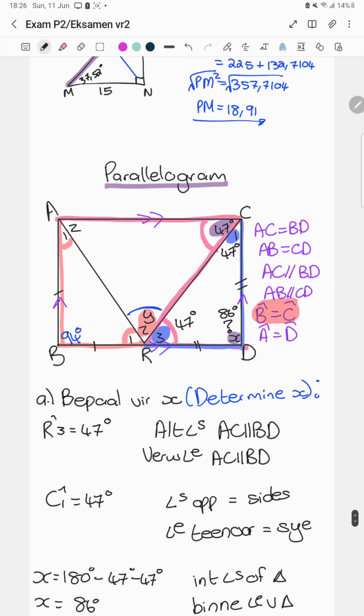Alright, so now that I know that this is 47 degrees, this is 47 degrees, I know that I can calculate this entire thing is angles on a straight line.